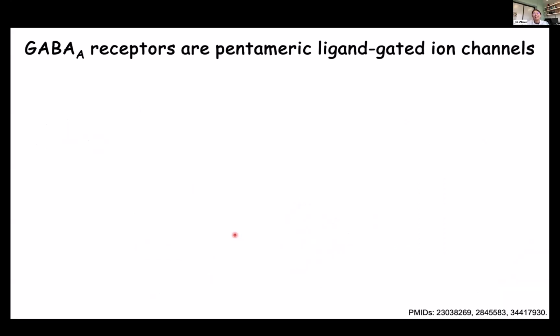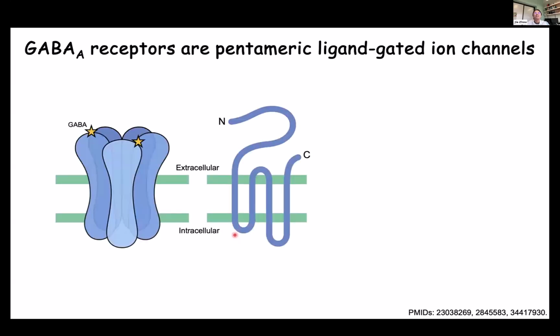They are pentameric ligand-gated ion channels. As a pentamer, GABA receptors consist of 5 subunits. The 5 subunits form a ring surrounding an ion conductance channel through the membrane. Once GABA binds, it increases chloride conductance, which leads to the downstream inhibition. Each subunit consists of 4 transmembrane helices and a very big N-terminal domain.